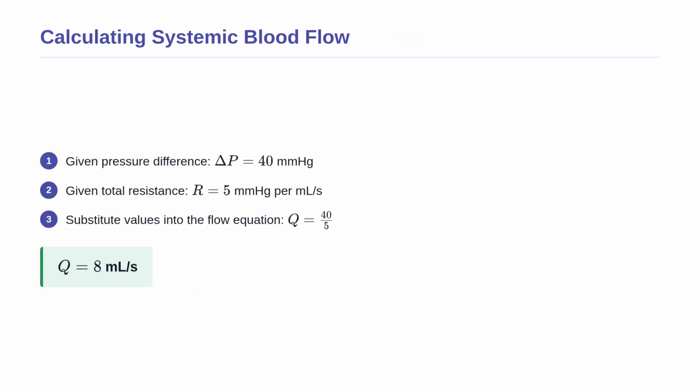Now that we have our flow formula, let us apply it to a modern reptile. We are given a pressure difference of 40 millimeters of mercury and a systemic arch resistance of 5. We substitute these known values into our equation, dividing 40 by 5. This gives us a final flow rate of 8 milliliters per second. This means every single second, 8 milliliters of oxygen-rich blood are successfully pushed to the reptile's organs, thanks to this efficient evolutionary remodeling.